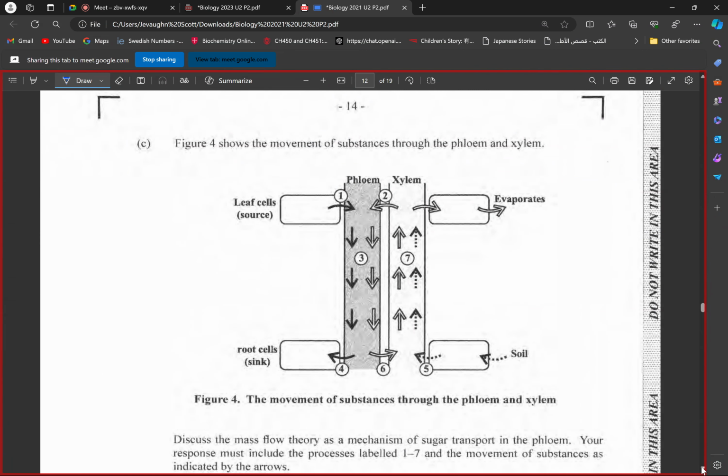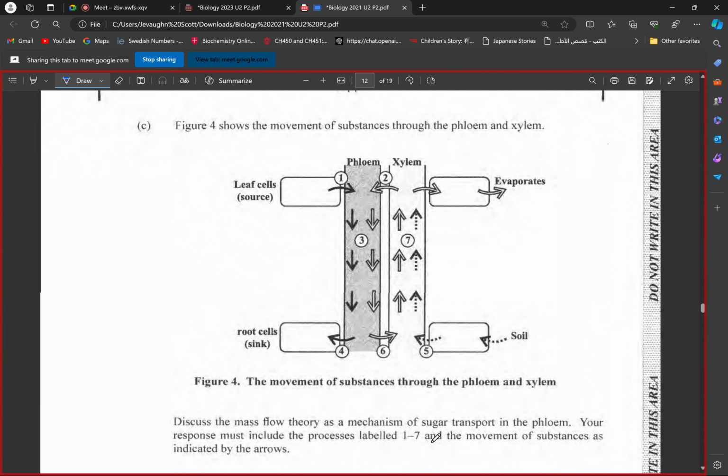And then look at the diagram that's already prepared. Alright, so we're supposed to discuss the mass flow theory and the mechanism of sugar transport in the phloem. Your response must include processes labeled from 1 to 7 and the movement of substances as indicated by the arrows. So at 1 we have the source, the mesophyll cell. So we're going to have active transport into the phloem, right? So 1, we have active transport.